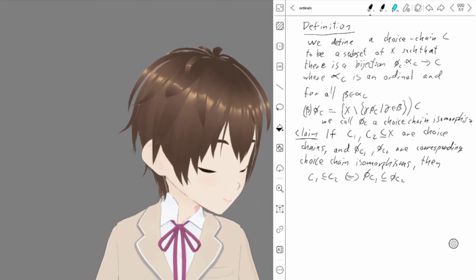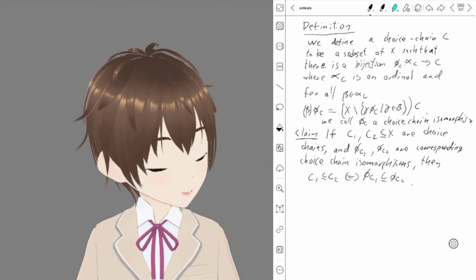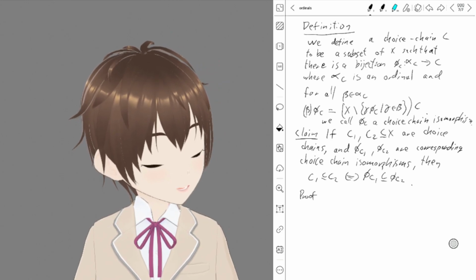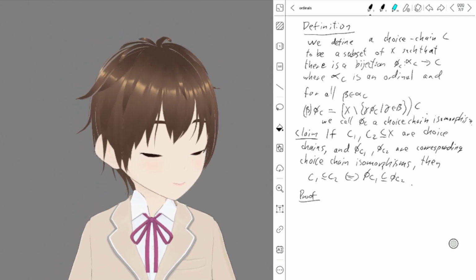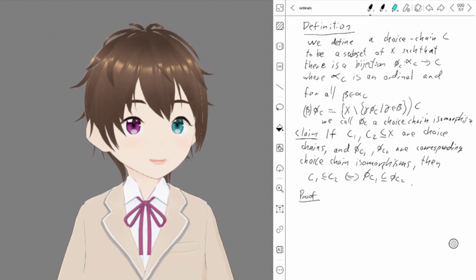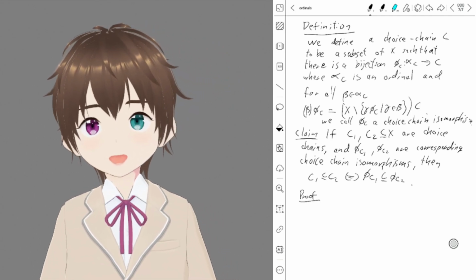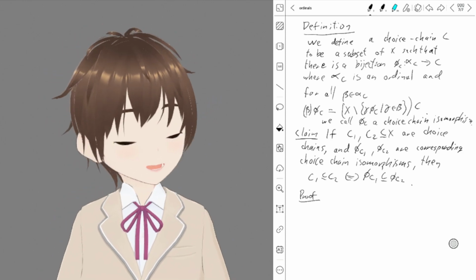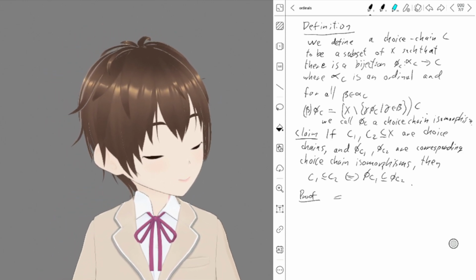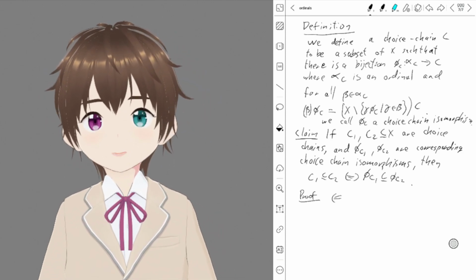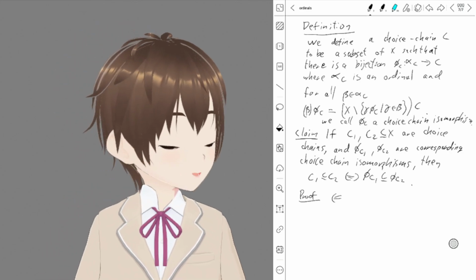Okay. So proof. Why is this true? Well, one implication is actually quite obvious. I'm trying to prove an if and only if, so I'll prove that the right thing implies the left thing, and then the left thing implies the right thing. First I need to prove that if the functions are comparable, then the choice chains are comparable. This one's fairly easy to see.